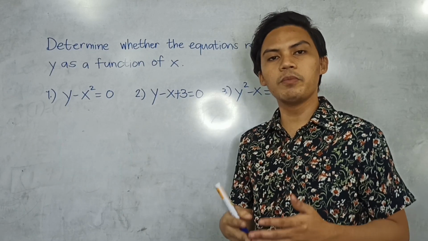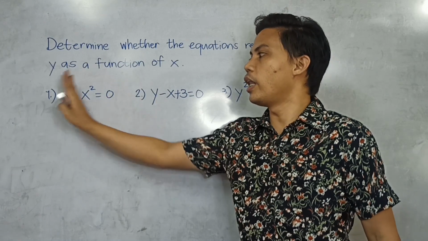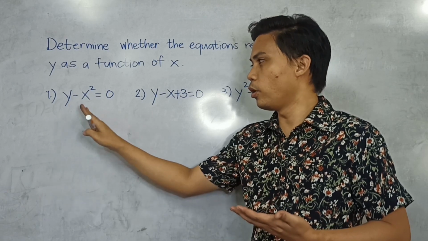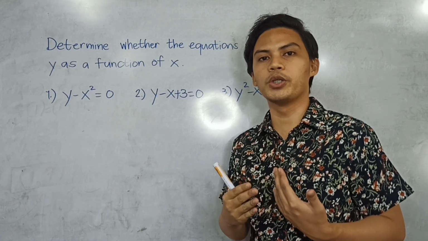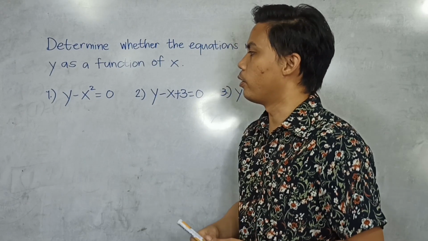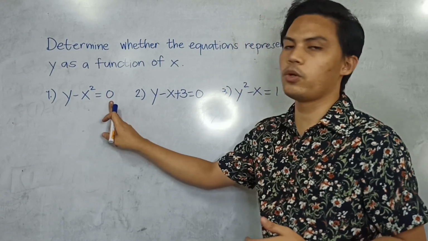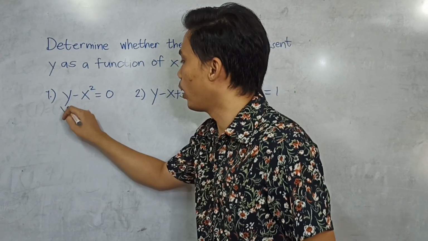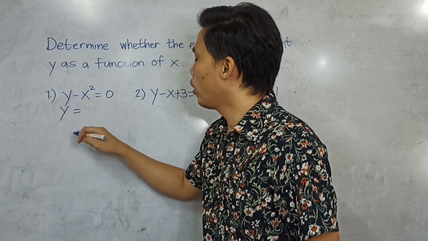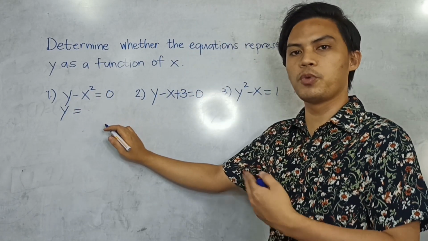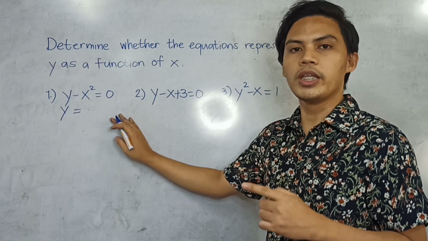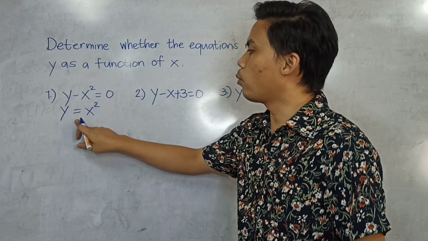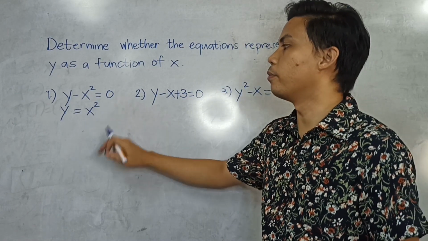Anong ibig sabihin yan? Ibig sabihin yan, lahat ng y matitira dun sa left side ng equation at lahat ng x will be transferred to the right side of the equation. Let's have number 1. We have y minus x squared is equal to 0. Solve for y. So, it will become y is equal to x squared, negative x squared will be transposed to the right side of the equation using the addition property of equality. Okay, so you will have y is equal to x squared. Ay, wala na yung 0.